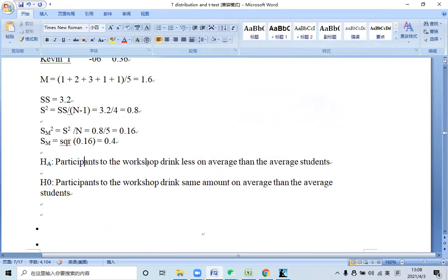Those students who participate in the workshop, this population, drink less on average than the average students. That's the alternative hypothesis, or research hypothesis. This is what we are trying to support. We are trying to show that the participants in the anti-alcoholism workshop actually drink less on average than the average students on campus. But we start with the null hypothesis.